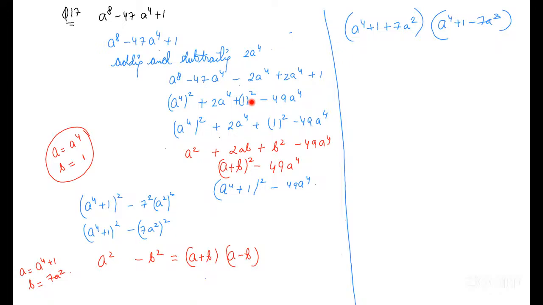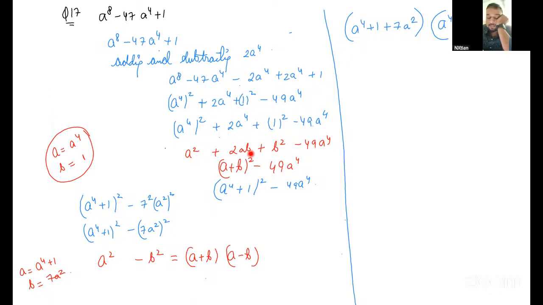Okay. So now it is in the form of a square plus b square plus 2ab. So I just wrote a plus b whole square. Did you understand? Abigail? Yes, sir, I understood, sir. Okay. So now a is equal to a to the power 4, b is equal to 1. I just wrote it. Now again the next property is there.